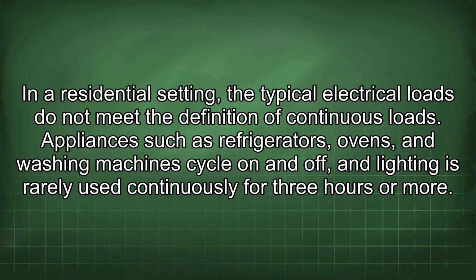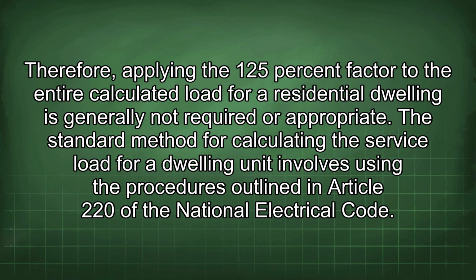In a residential setting, the typical electrical loads do not meet the definition of continuous loads. Appliances such as refrigerators, ovens, and washing machines cycle on and off, and lighting is rarely used continuously for 3 hours or more. Therefore, applying the 125% factor to the entire calculated load for a residential dwelling is generally not required or appropriate. The standard method for calculating the service load for a dwelling unit involves using the procedures outlined in Article 220 of the National Electrical Code.